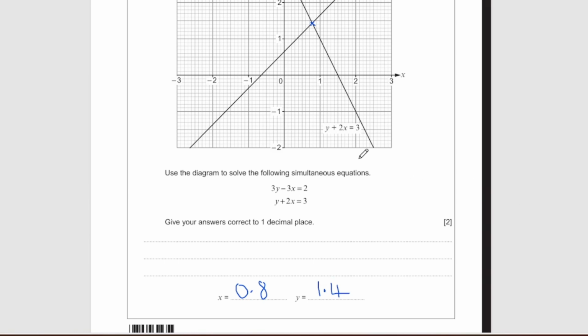So for this question, you can put either 0.7 or 0.8 for x, and either 1.4 or 1.5 for y. It just depends how you round it. But it is just the coordinate where the two lines cross each other. So yeah, 0.8, 1.4, or 0.7, 1.5, or however you've rounded it. As long as it's to 1 decimal place, one of those numbers, it's fine.